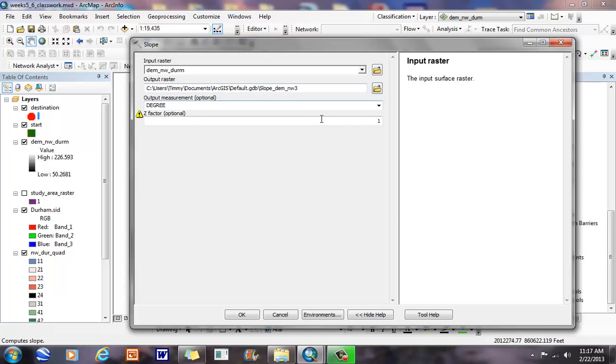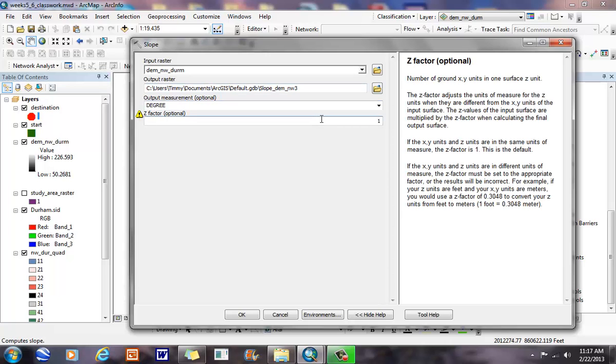You can see my z factor. I have a big problem with my z factor, and I'm going to make it a really tiny number, 0.0000093, because actually the units for my DEM are going to be in degrees, since I downloaded this from the National Map. And this is my conversion factor, so I can just turn it into something that works.